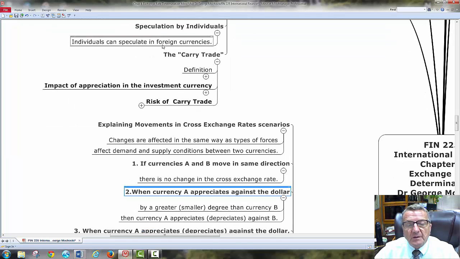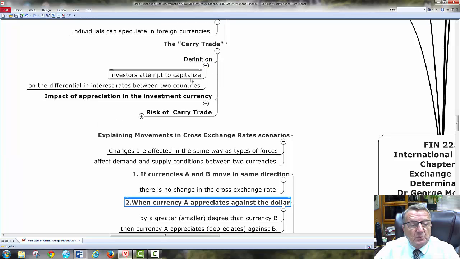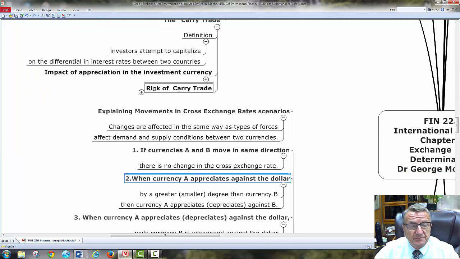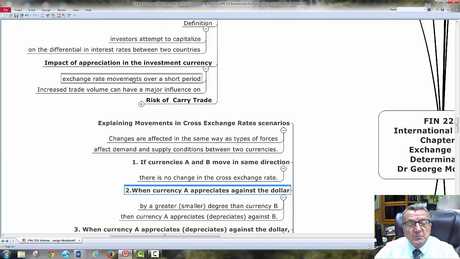Okay. Now, when we talk about the carry trade, the definition, real quickly, is that investors attempt to capitalize on the differential in interest rates between two countries. Impact of appreciation in the investment currency, exchange rate movements over a shorter period, increased trade value can have a major influence on it. Okay, and the impact of appreciation.